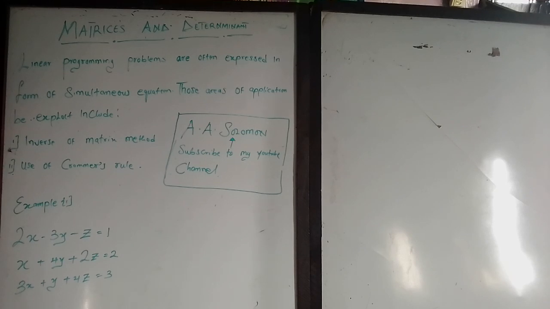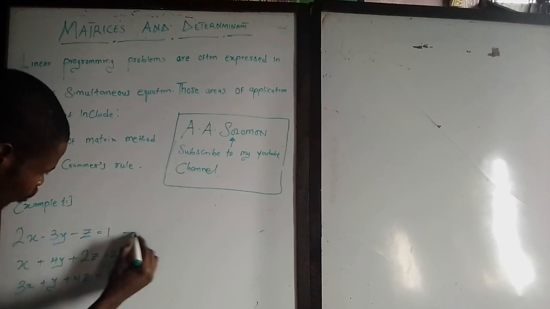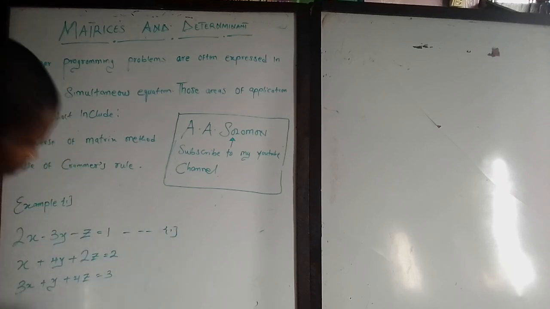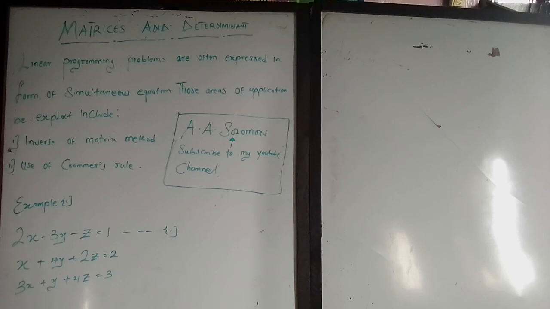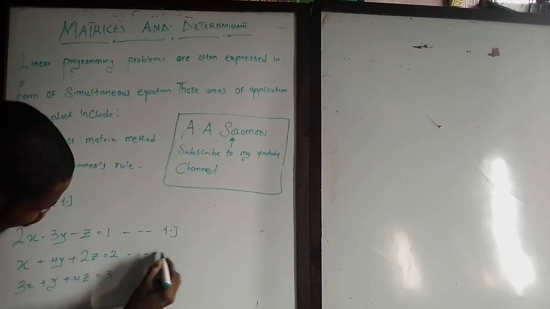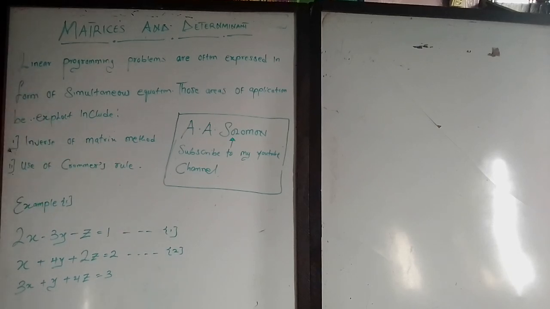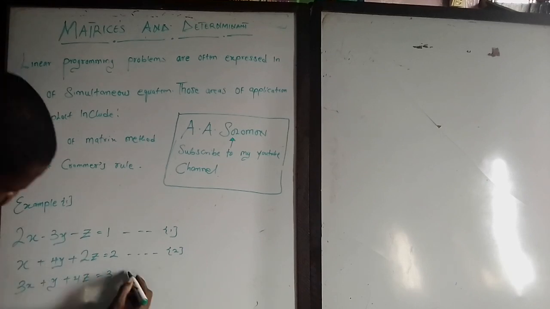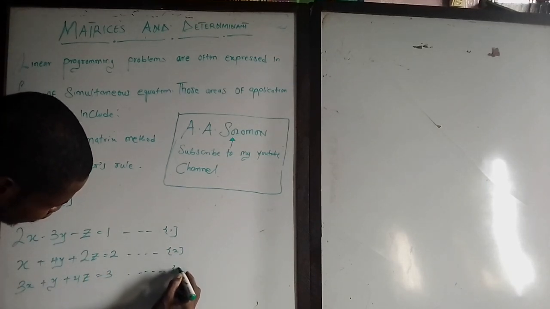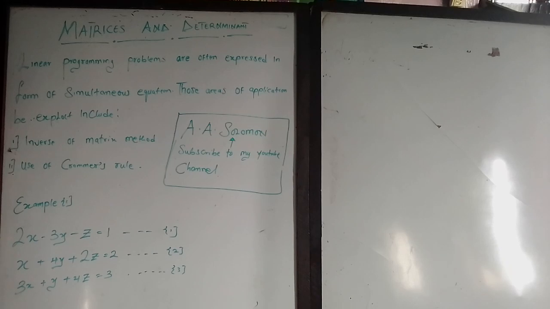Then we have an example under it. Example 1: we have 2x minus 3y minus z equals 1, equation 1. The second one, x plus 4y plus 2z equals 2, equation 2. Then 3x plus y plus 4z equals 3, equation 3.